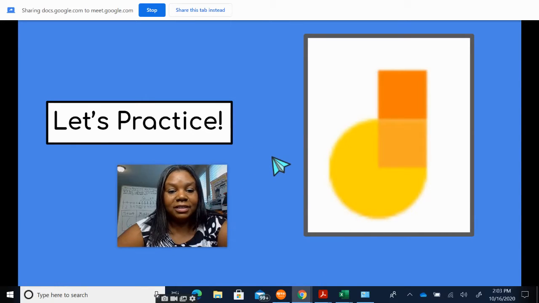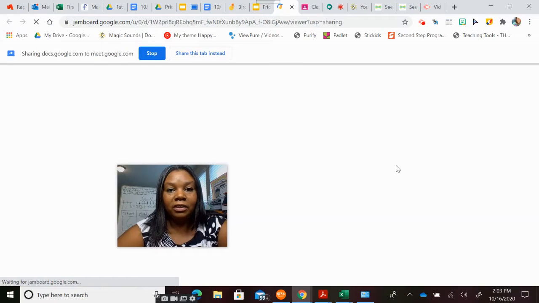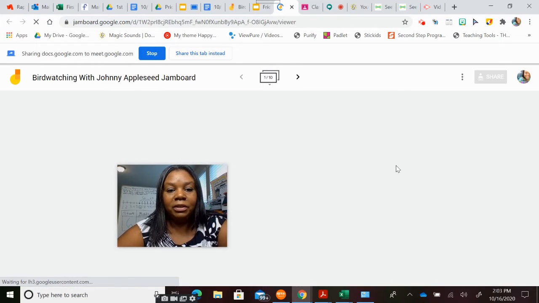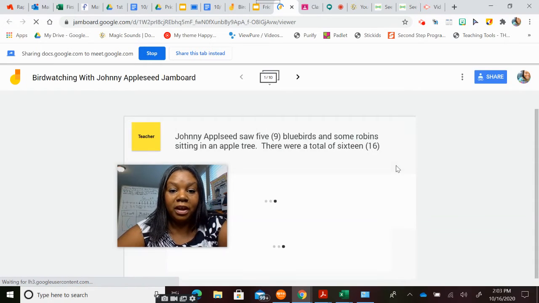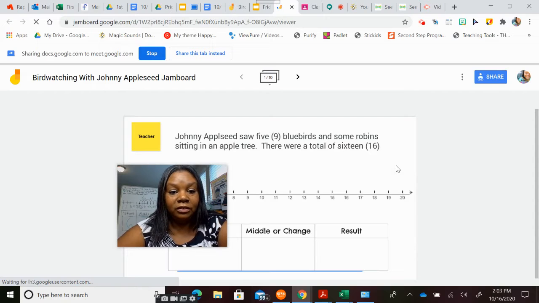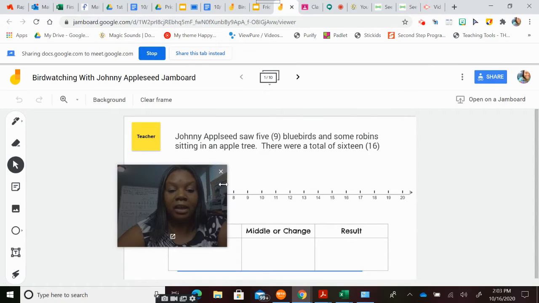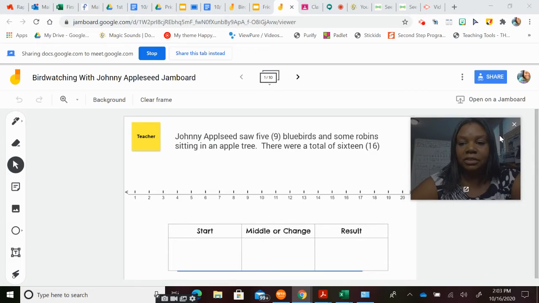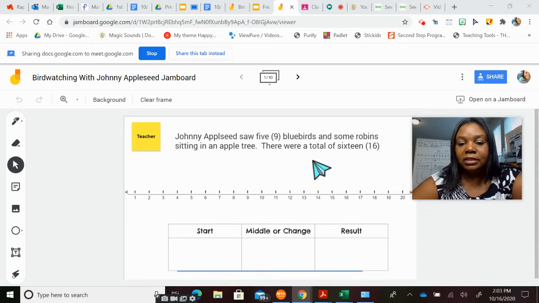Let's practice. On this part of the lesson, you'll be clicking on the big yellow and orange J, which will take you to our Jamboard practice that we practiced today in class. Along with your family, I would love for you to practice these skills after you watch the rest of the video, which will teach you how to solve for the unknown using a number line.